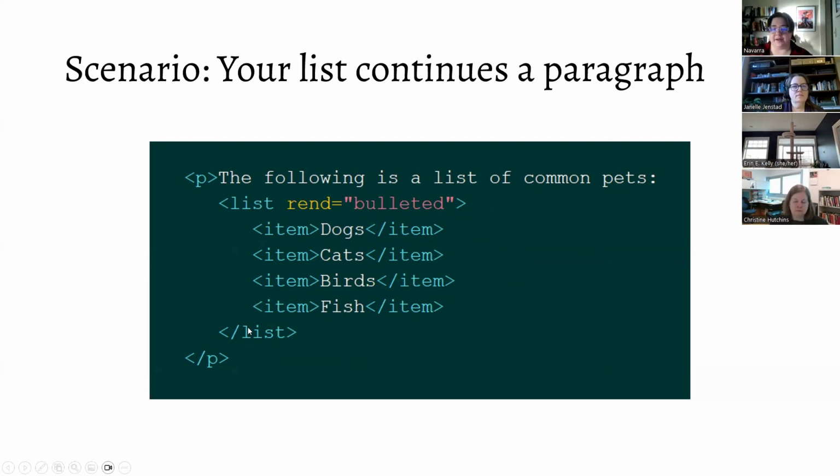If you put it outside of your P element, let's say this P tag closed after "the following is a list of common pets," and then you had a list, on our rendered website you'd have this big white space in between the paragraph and the list that you probably don't want, because you want this to visually represent that this list is continuing on your paragraph.